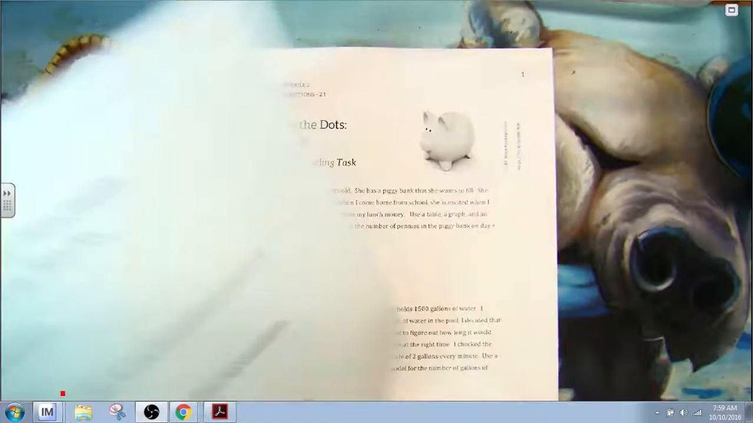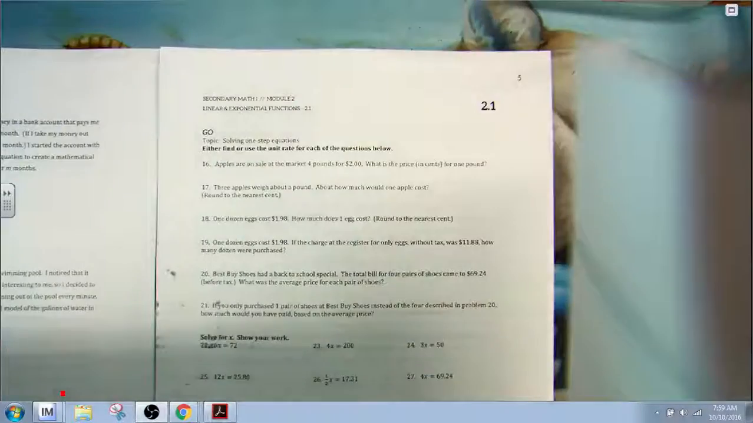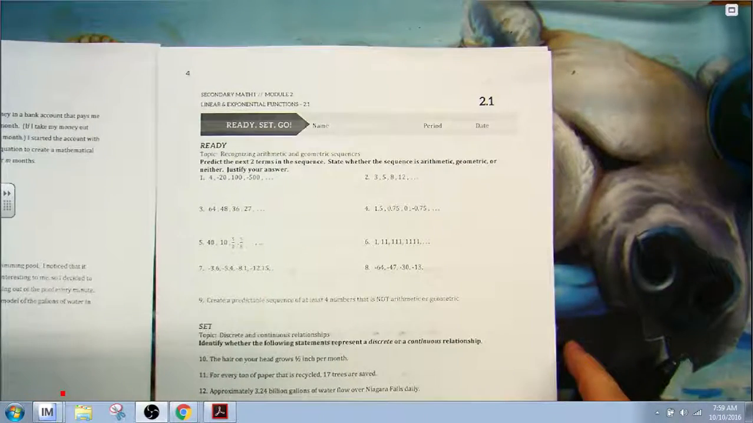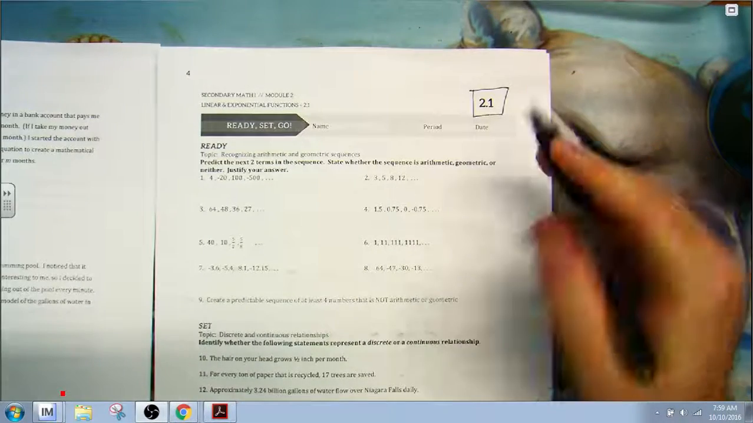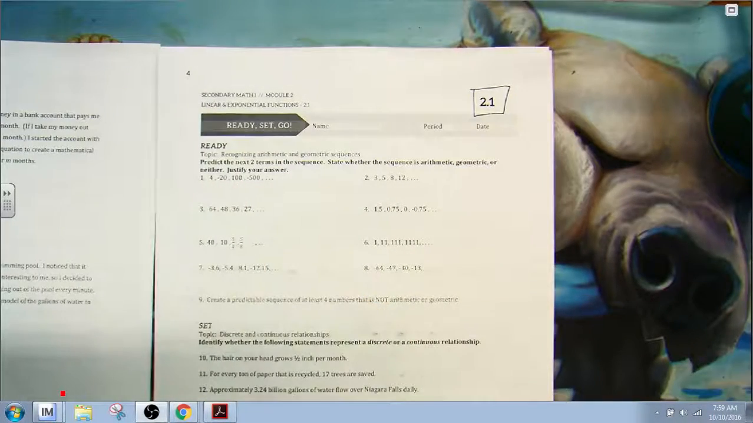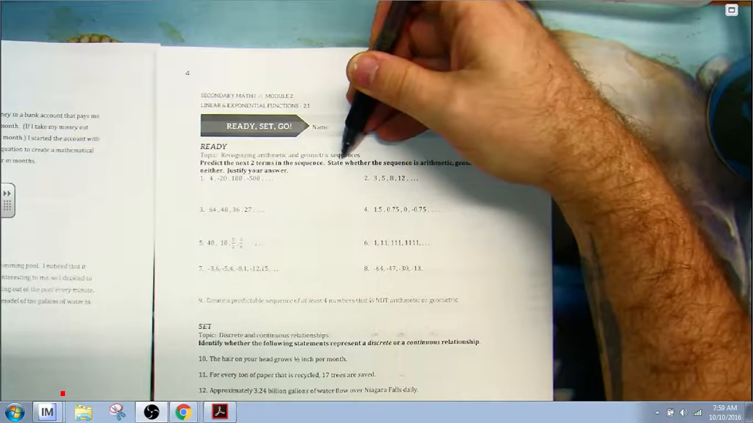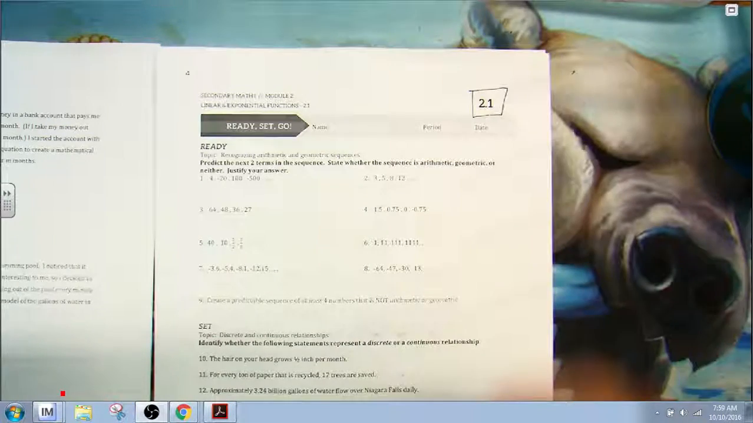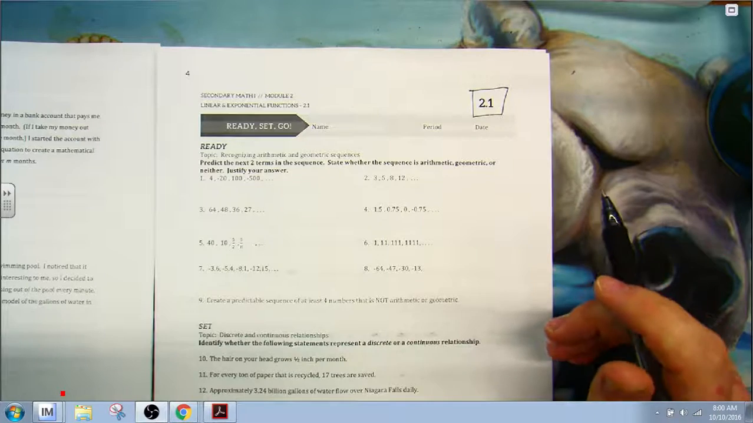All right. Let's go ahead and get started with what's going on for homework today. The very first part is this ready section in 2.1, where we're being asked to recognize arithmetic and geometric sequences. So we're being asked to predict the next two terms in the sequence and state whether the sequence is arithmetic, geometric, or neither.